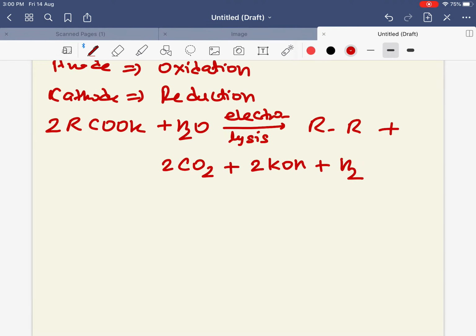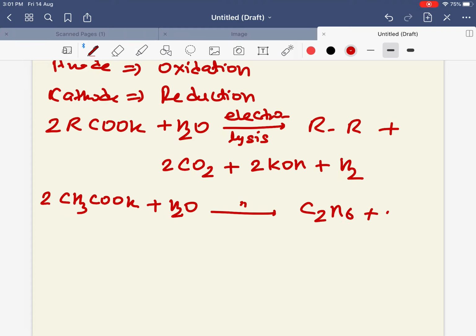So as an example of Kolbe's electrolysis reaction, if I take the potassium salt of acetic acid in the same electrolysis process, we'll get ethane as a major product plus carbon dioxide gas plus alkali with evolution of hydrogen gas. So this reaction is known as Kolbe's electrolysis method.